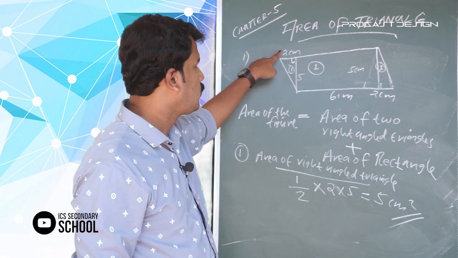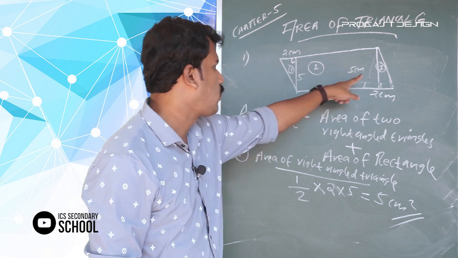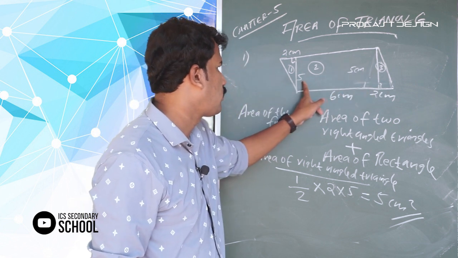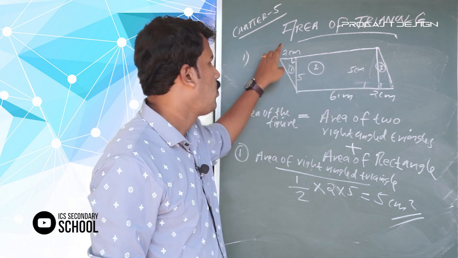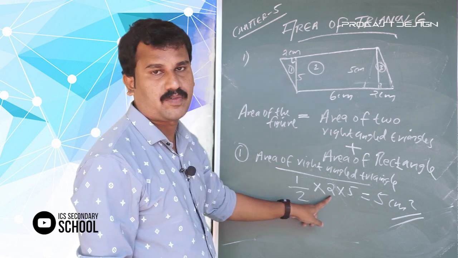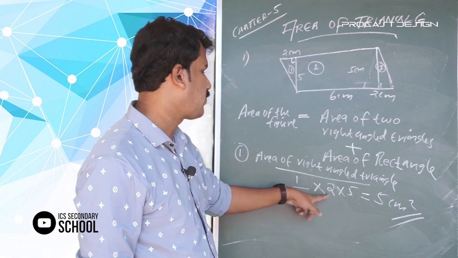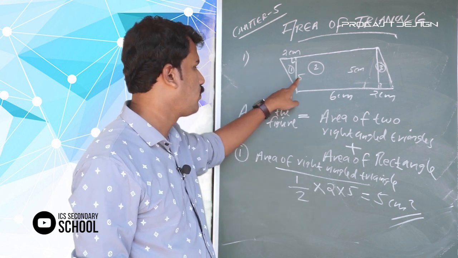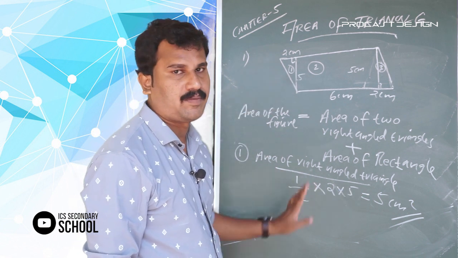Here 2 centimeter one side, then here 5 centimeter. So half into 2 into 5, half into the product of the perpendicular sides, that is the area of the right angle triangle, that is half into 2 into 5, which means 5 centimeter square.